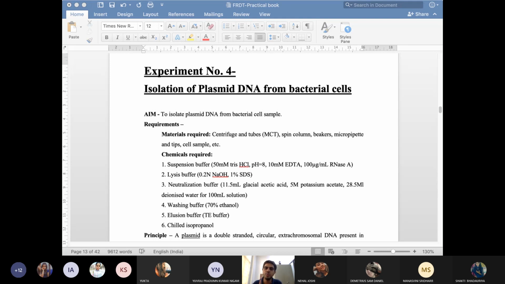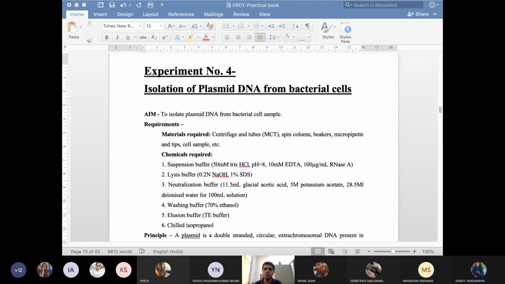So these are the two properties. One is the size, plasmid being smaller and chromosome being larger. So chromosome will precipitate, plasmid won't precipitate. Plasmid, being smaller in size and supercoiled, immediately forms double-stranded DNA and remains soluble, whereas single-stranded DNA with the proteins won't form double-stranded DNA, won't remain in the solution, and is going to precipitate out.